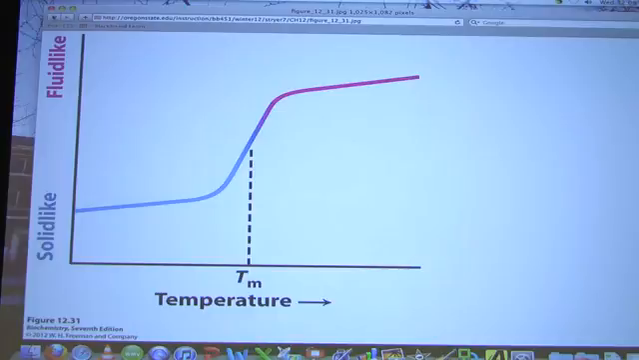Yes, sir? So the colder the native habitat of the fish, the higher that proportion would be? In general, that's the case, yeah. So his question was, the lower the temperature in which the fish lives, the higher the amount of unsaturated fatty acids. And in general, that's true.